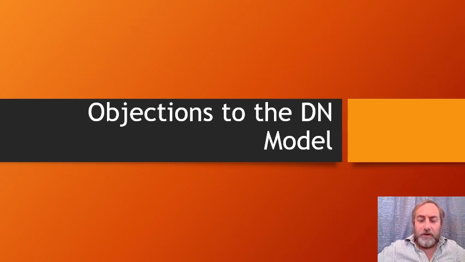All right, this lecture is on various objections to the deductive nomological model of scientific explanation. If you haven't already watched the lecture on the DN model, I suggest you watch that first. This is mostly based on the article by Scriven, but there are a few other things that aren't in the Scriven. They do appear in the Stanford Encyclopedia article as well.